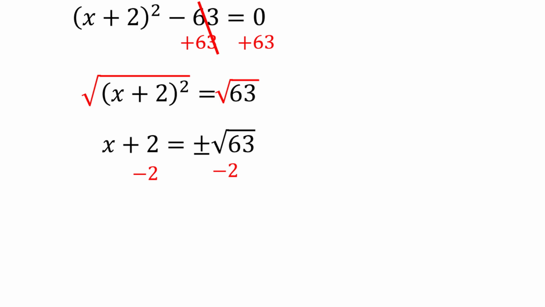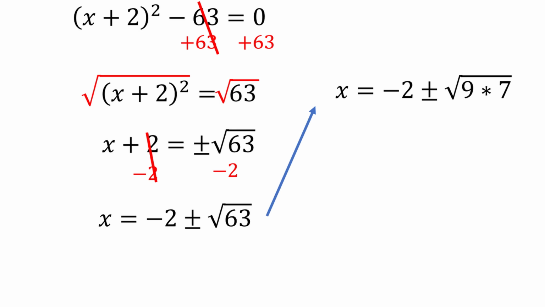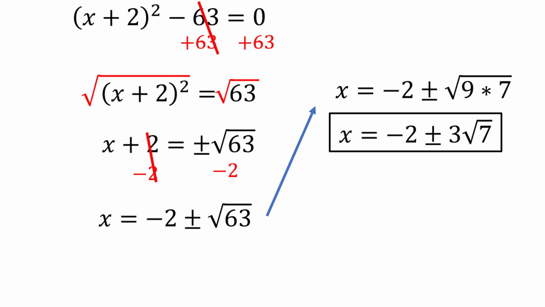Now we can subtract 2 from both sides of the equation, but you have to make sure that you write the negative 2 before the plus or minus sign. We can rewrite the square root of 63 as the product of 9 times 7. We know that the square root of 9 is 3, so we have x is equal to negative 2 plus or minus 3 times the square root of 7, which is our final answer.